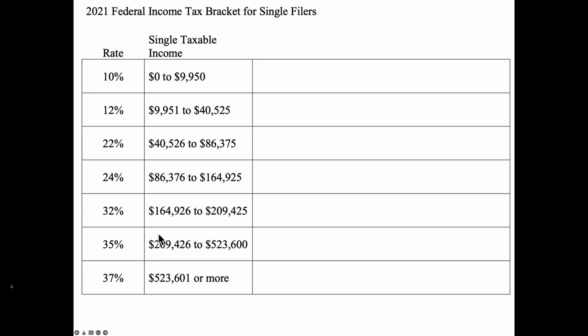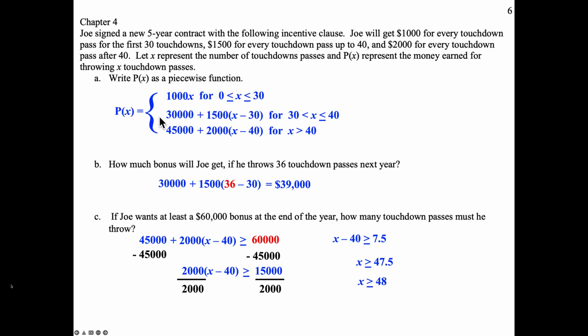Now, the misconception is that if I make $523,601 or more, I have to pay 37% tax on my gross income. That's not true. If I made $1 million, I don't pay 37% on that whole entire million. No, this is just like Joe's incentive clause. All right? 1,000 for the first 30, 1,500 from 30 to 40, the next 10, 2,000 for everything after 40.